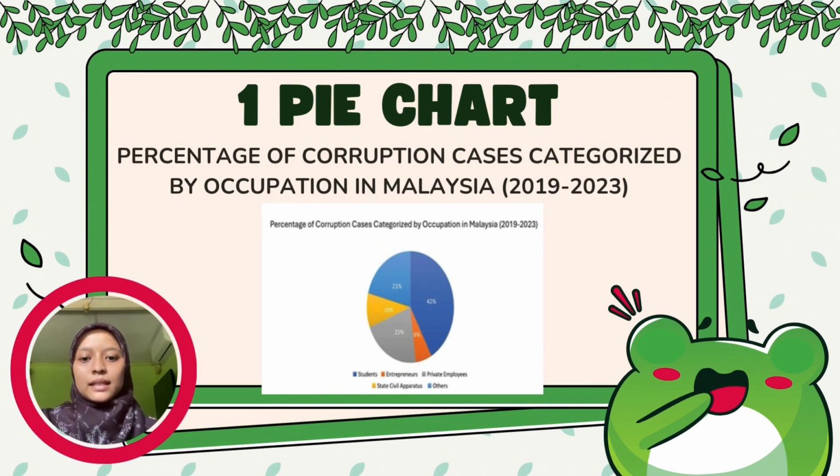Lastly is the least involved group, which is entrepreneurs, 6%. Entrepreneurs, representing just 6% of the total cases, appeared to be the least involved group. This relatively low percentage could potentially be attributed to a higher degree of operational transparency, stricter regulatory oversight in some industries, or possibly underreporting due to the independent nature of entrepreneurial work.